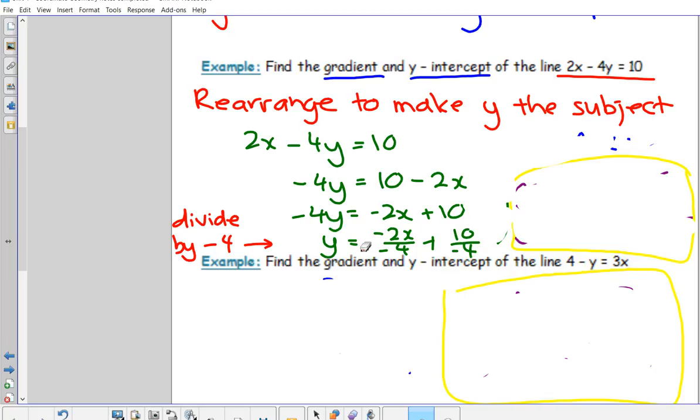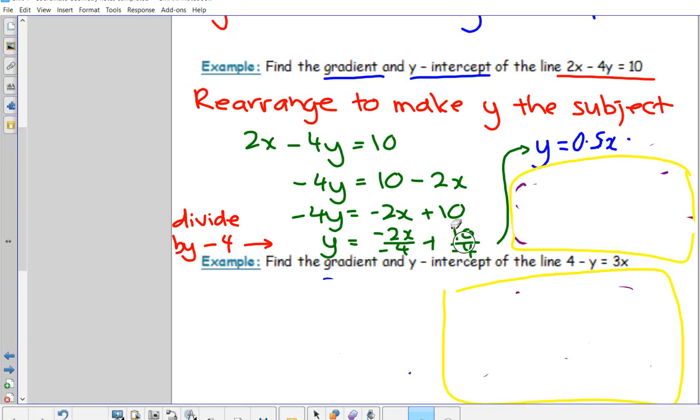And then we do any simplifying that we can do. For example, negative 2x over negative 4 becomes, negative divided by negative is a positive, I'll do it up here, y equals. So you could say positive a half x, or you could say positive 0.5x. And then 10 divided by negative 4, what's that as a simplified fraction?